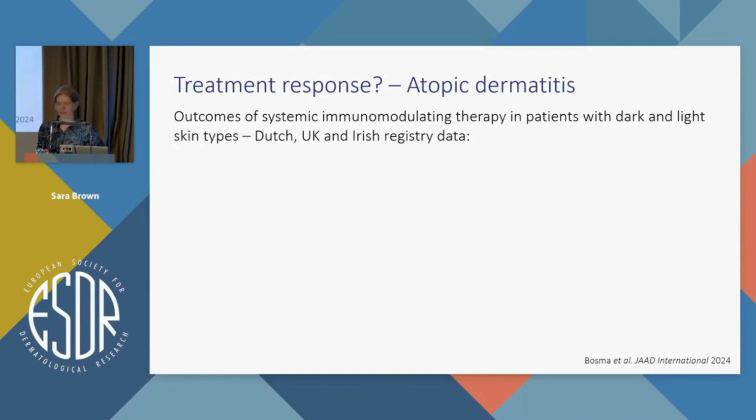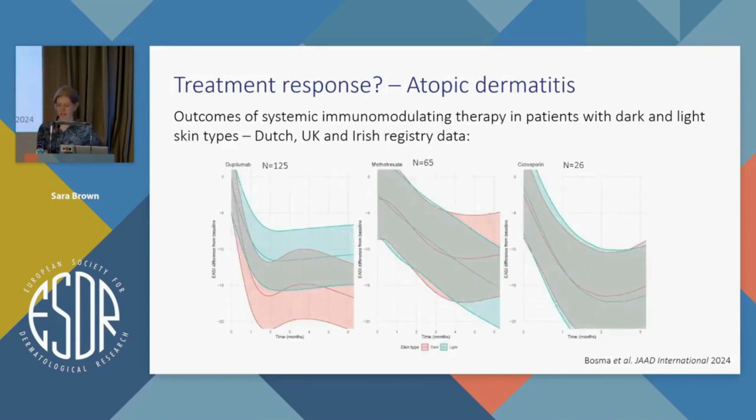What about atopic dermatitis? We don't know much more, but again, the data that is there shows that there might be a differential response to systemic immunomodulatory treatment in patients with dark and light skin. In this study of about 200 patients, just again a retrospective observational study, but here on the left, this is people with dark skin tone.